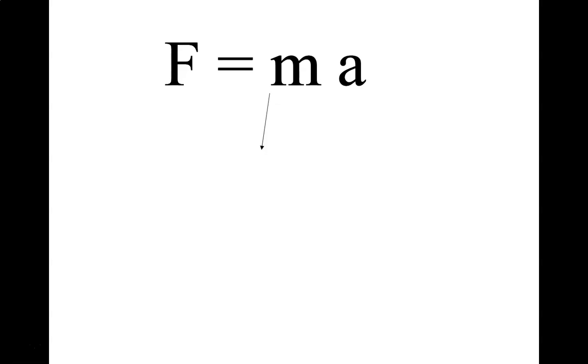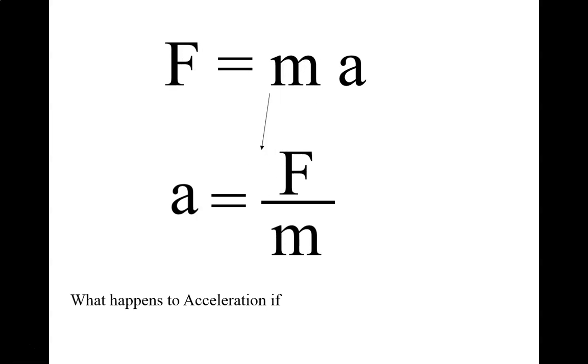If I rearrange F equals ma, solving for acceleration, so a equals F over m, what we can see is, if I increase the force, what's going to happen? If I increase the force number, what's going to happen to this side of the equation? It's going to get bigger. And since this side gets bigger, so does this side. Mathematically, that's just saying that if you increase the force, the acceleration is greater. And what about if we increase the mass?